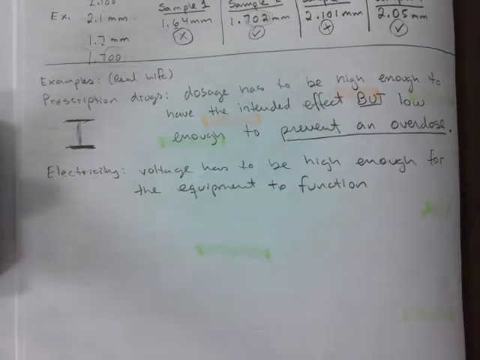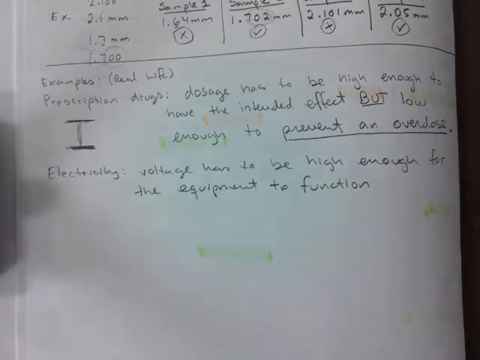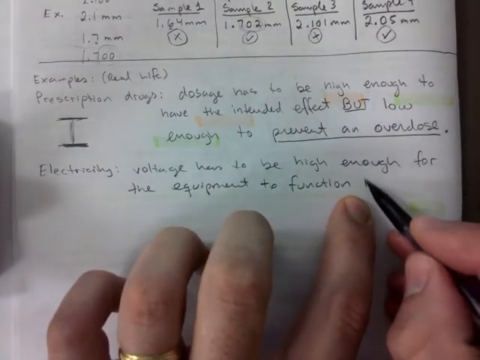If the voltage is too low, like your batteries, you know why they die? They die because the voltage slowly decreases. So if I have this 9-volt battery here, I measured it a while ago, it's supposed to be 9 volts. It's probably more like 6 right now because it slowly depletes, right? But it has to be high enough for the equipment to function.